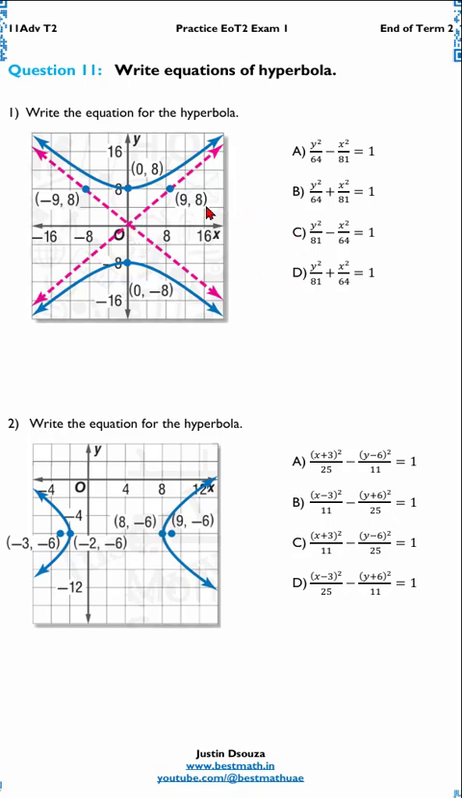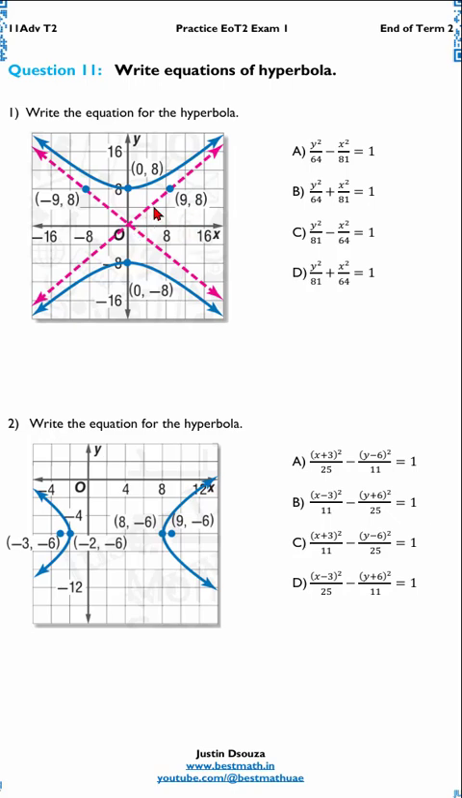Here, the center is 0, 0. Okay, all have 0, 0. That doesn't help us. But look at this. These are the vertex points, this and this is the vertex. From 0 it's 8, so 64 is very important.